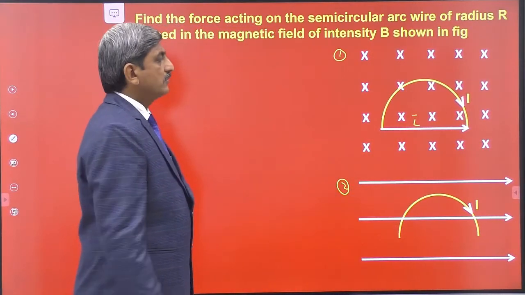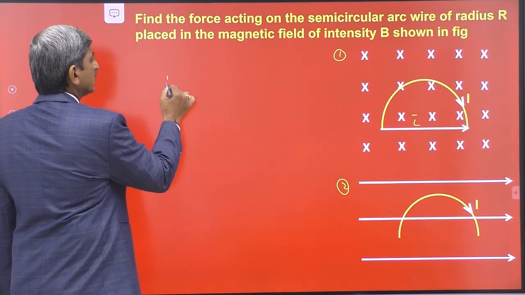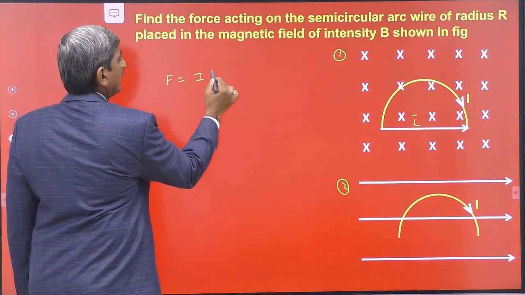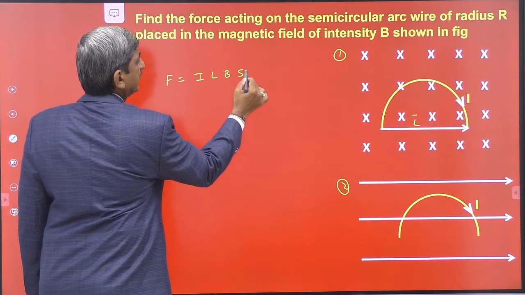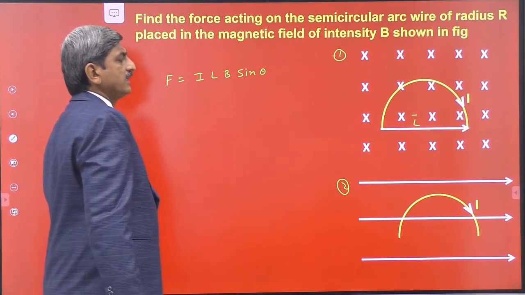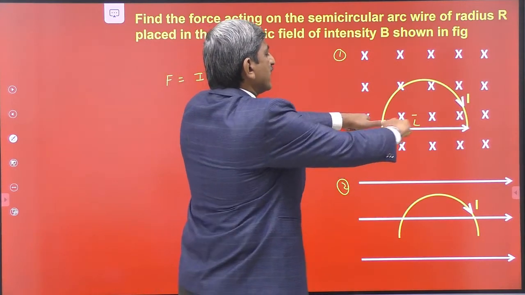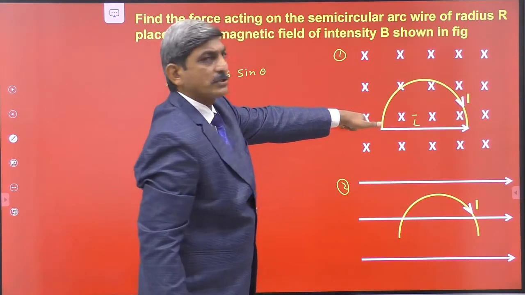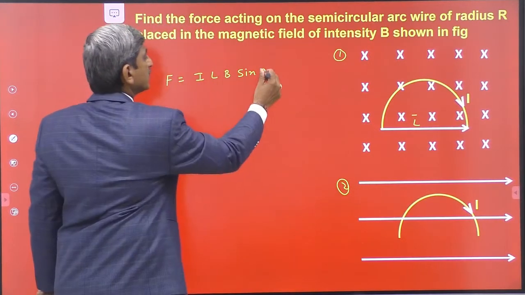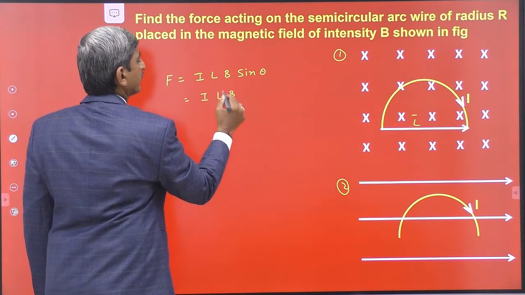Okay? Now, here, what is the formula for the force? The force F is equal to ILB sin theta. Here, what is the angle theta? The magnetic field is entering into the board and the length vector is in the horizontal direction, so that both are perpendicular to one another, so that this theta is equal to 90 degrees. That's why it becomes ILB.